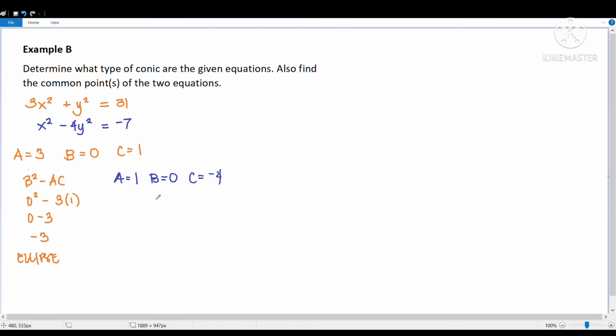So is B equal to 0? Yes. Is this a circle? Let's check if A is equal to C. 1 is not equal to negative 4, therefore this is not a circle. Therefore, we have to use B squared minus AC. Our B is 0, so we have 0 squared, and A is 1 times C, which is negative 4. So this is 0 minus, or I mean positive 4. That's positive 4. So 0 plus 4 is 4, and if the value of B squared minus AC is greater than 0, therefore this is a hyperbola.